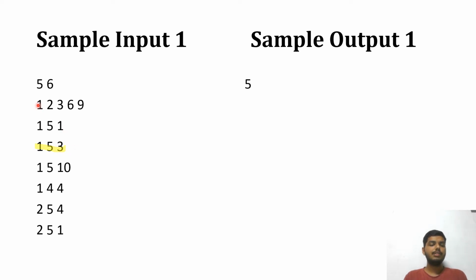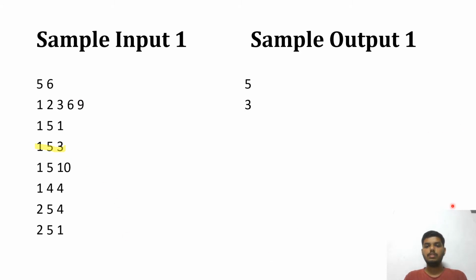So the first position is 1, which is not greater than or equal to 3. Second position is 2, which is not greater than or equal to 3. And third position is 3, which is greater than or equal to 3. So you can consider that from now onwards all the elements will be greater than or equal to 3. So you can directly output the answer that there are 3 elements which are greater than or equal to 3.